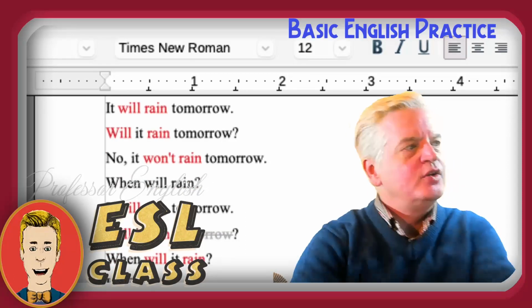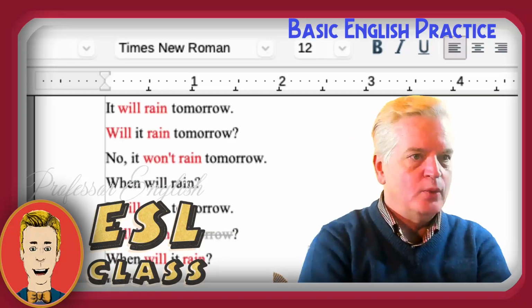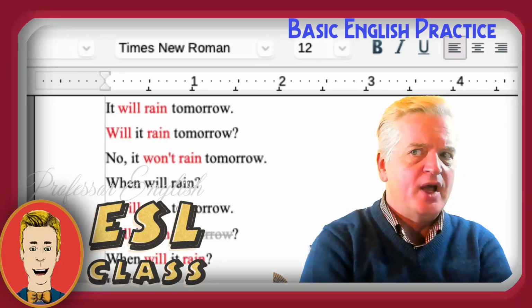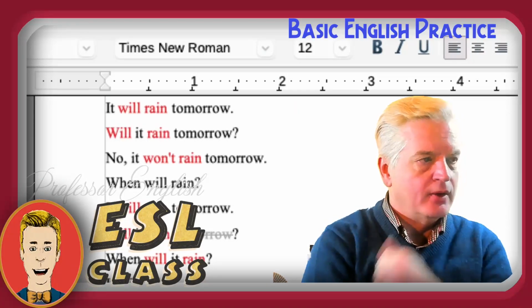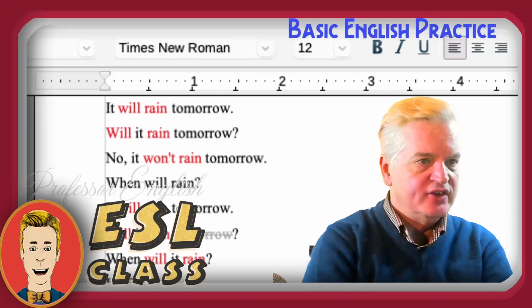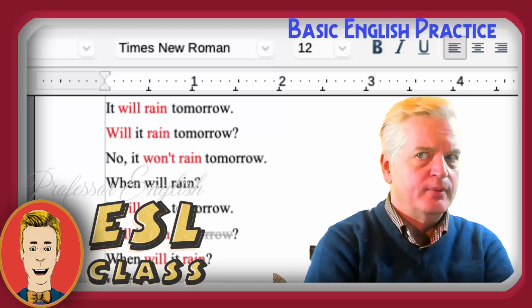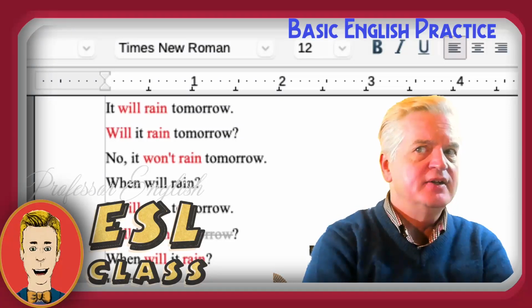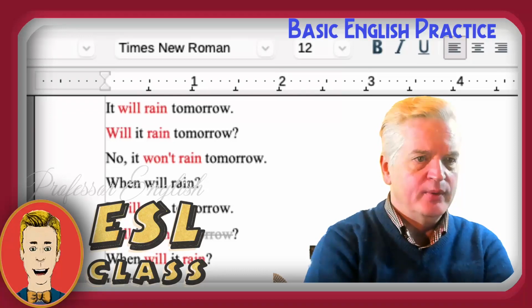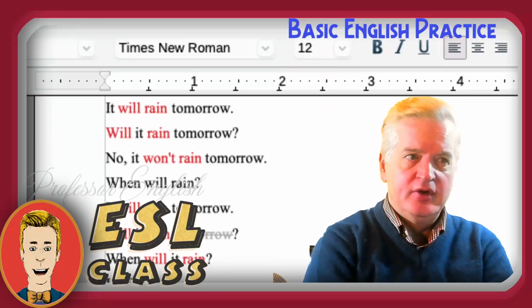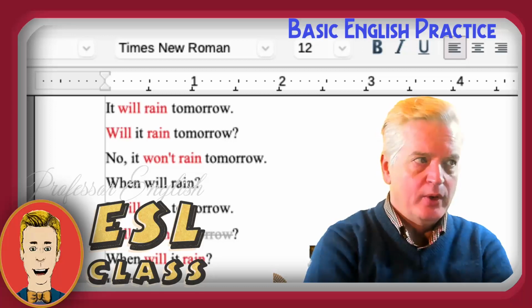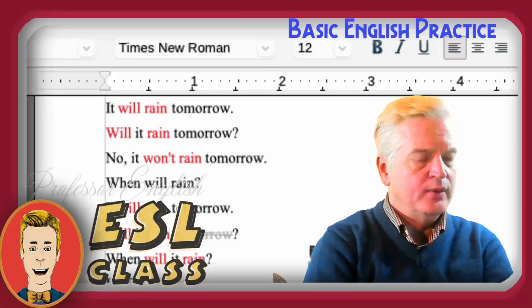All right, we have: It will rain tomorrow. Or listen to how it sounds when people are talking: It'll rain tomorrow. Can you make a yes/no question with that sentence? Will it rain tomorrow? How will you answer no? No, it won't. No, it won't rain tomorrow.